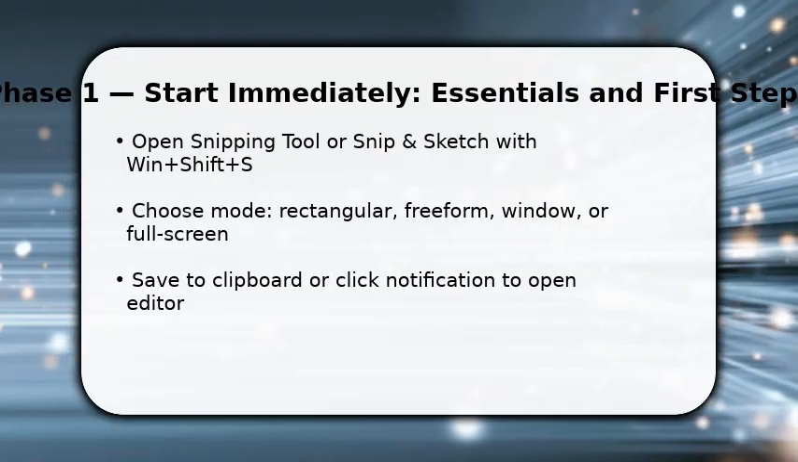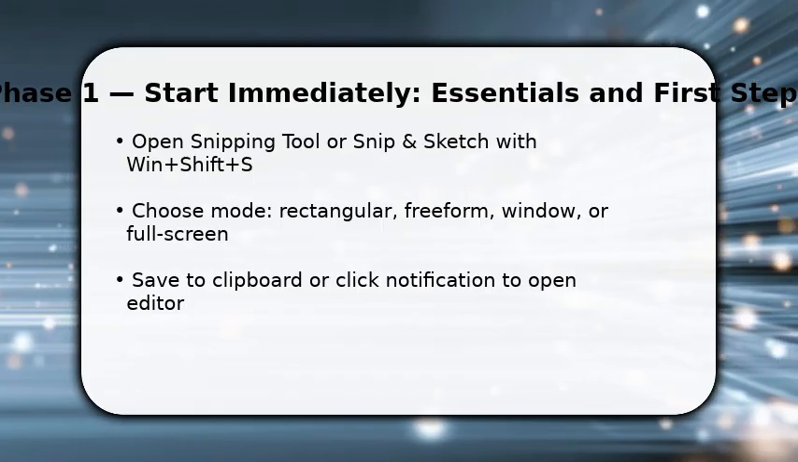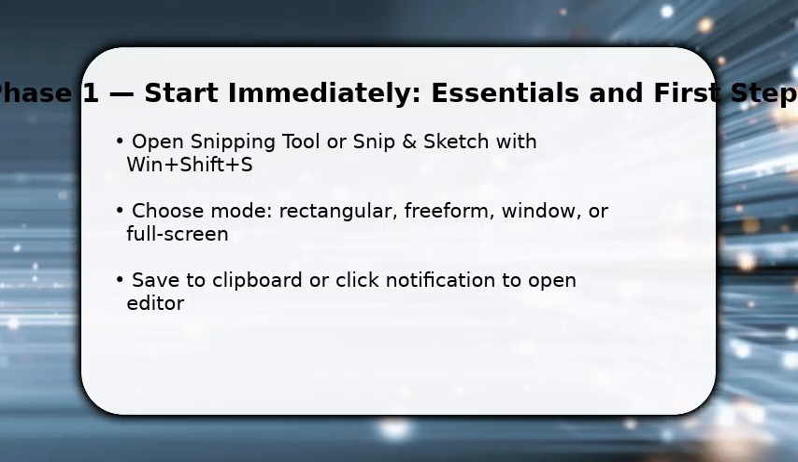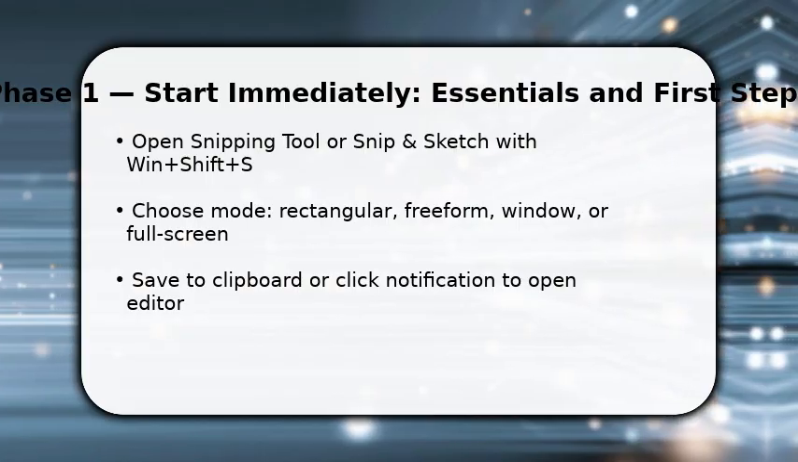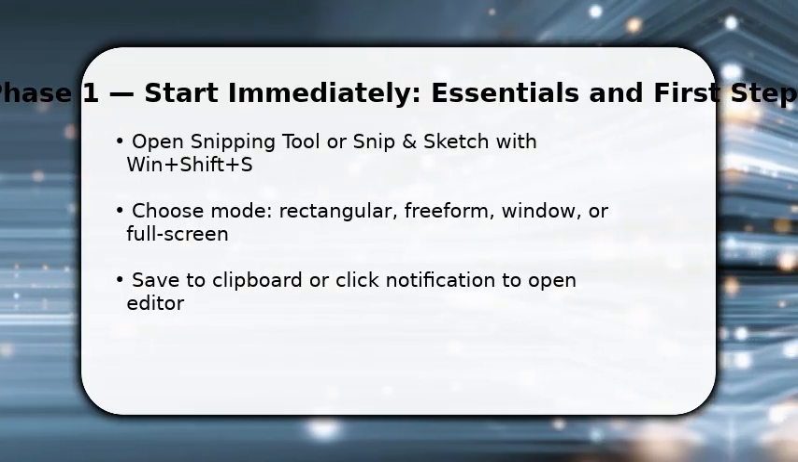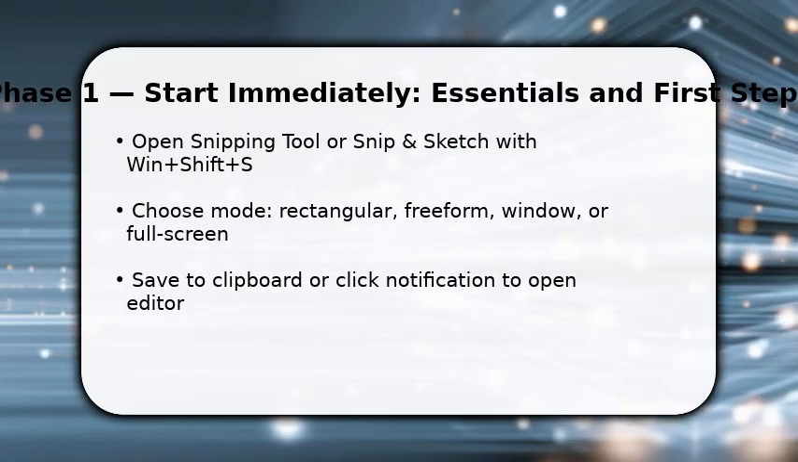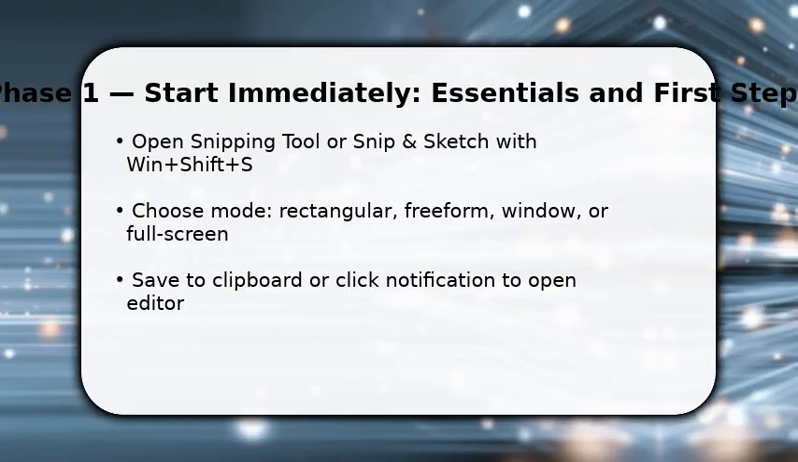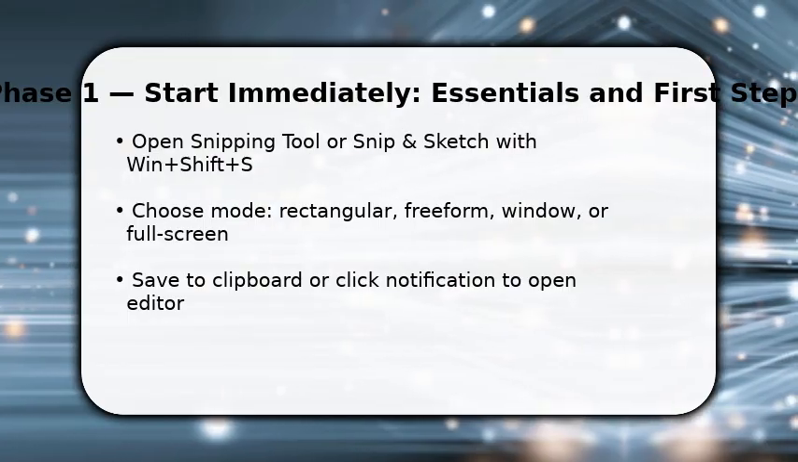You begin by launching the Snip tool. Press Win plus Shift plus S to capture immediately. Choose rectangular, freeform, window, or full screen so your selection matches the goal. Once captured, click the notification or paste from clipboard into the editor to avoid losing the image.